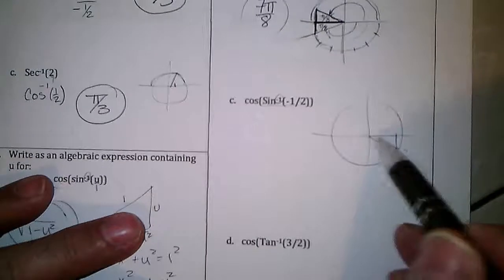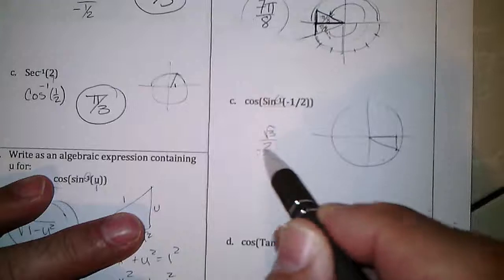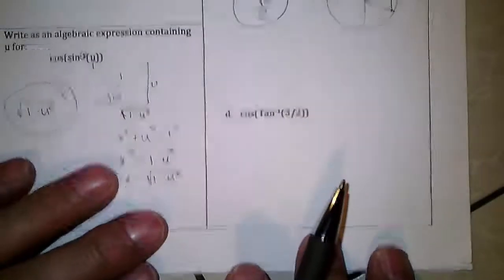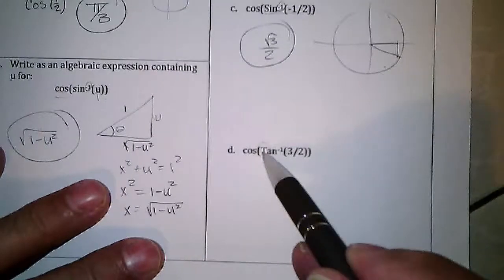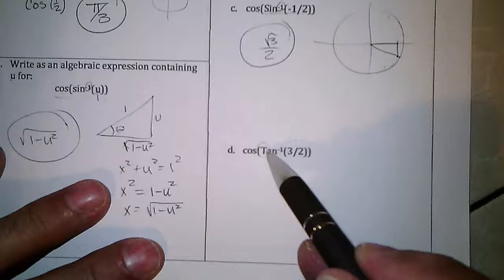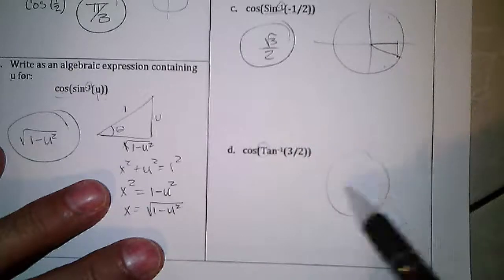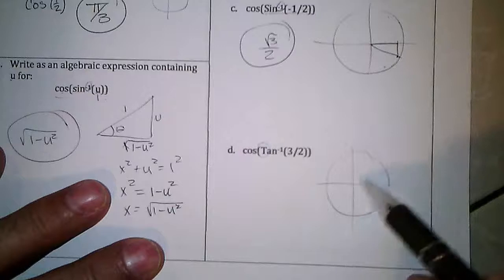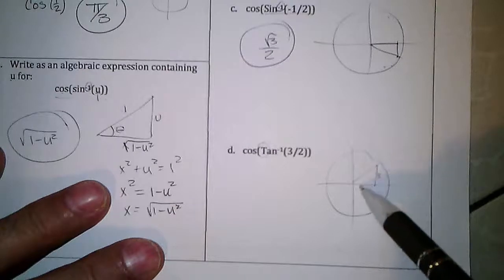And the cosine would be this long side, and it'll be positive square root of 3 over 2. And now we've got the tangent is 3/2. That's in the first or fourth quadrant, tangent. And since it's positive, we're in the first quadrant.